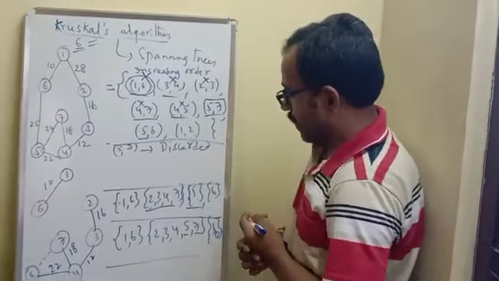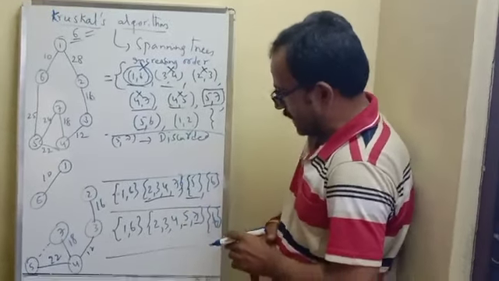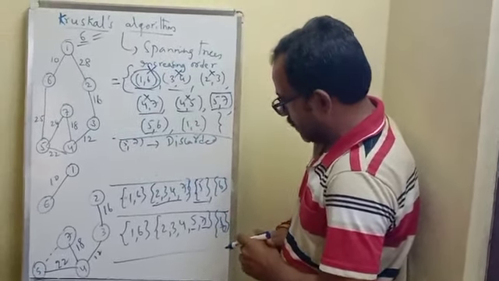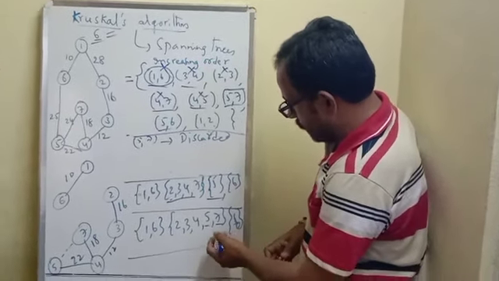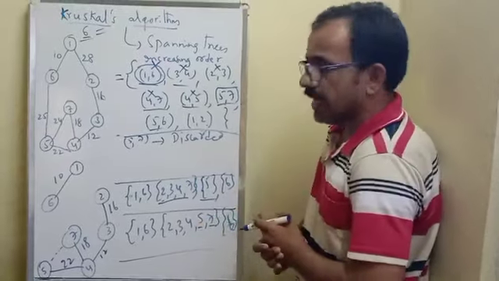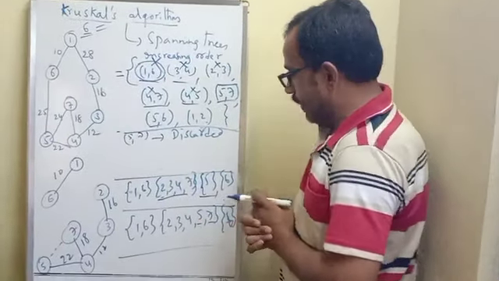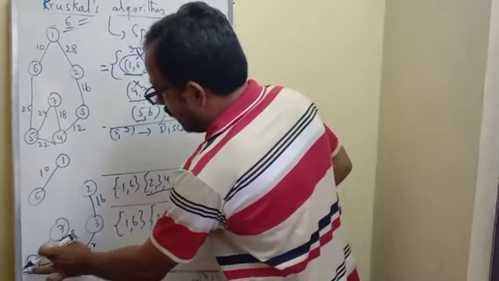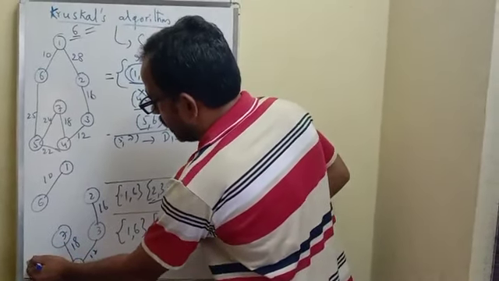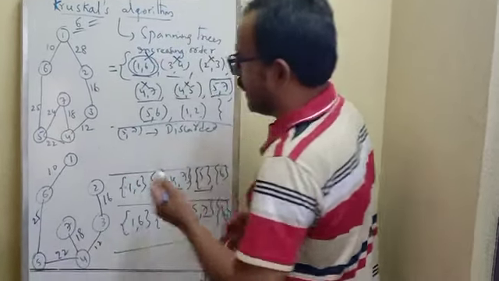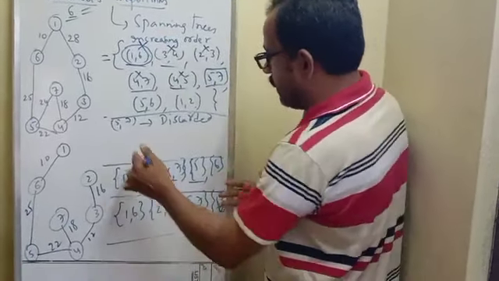5, 6. Then immediately verify whether 5, 6 are in the same set or not. What about 5, 6? 5 is in one set, 6 is in another set. 5 and 6 are in two different sets. Then we can combine 5, 6 into the spanning tree. The cost is 25. Then what is the updated set now?